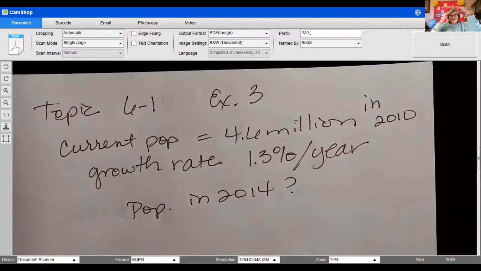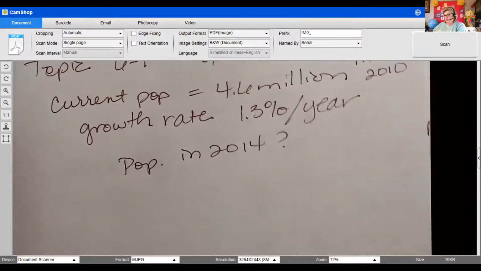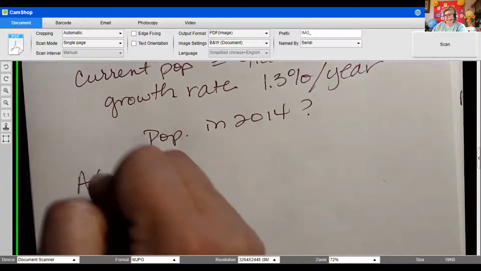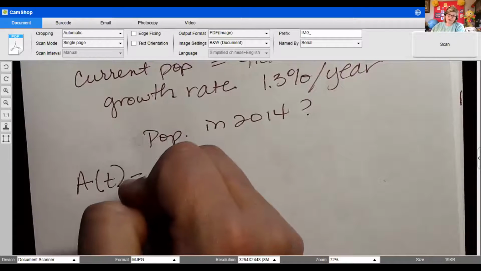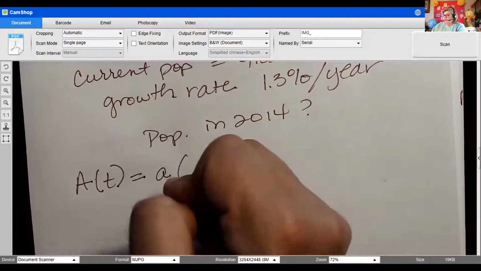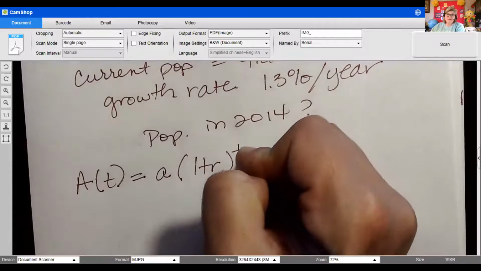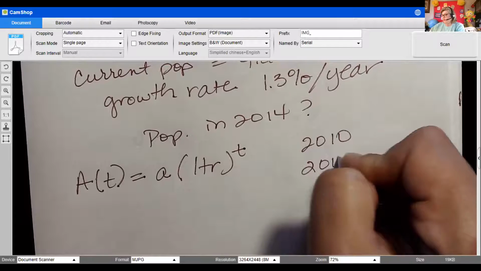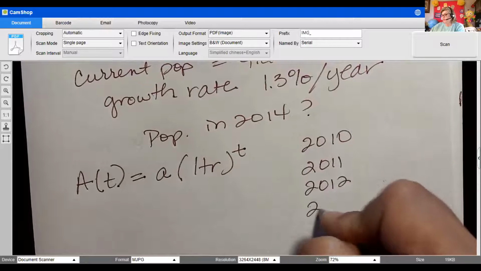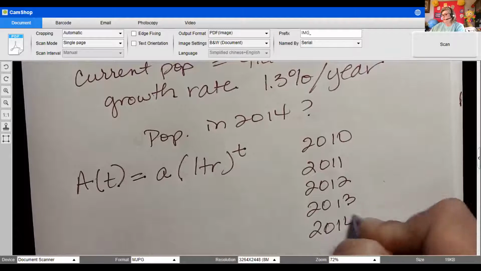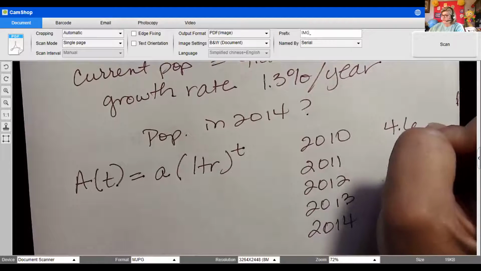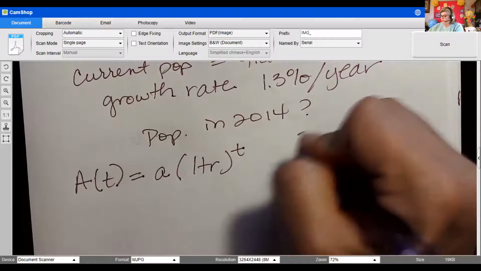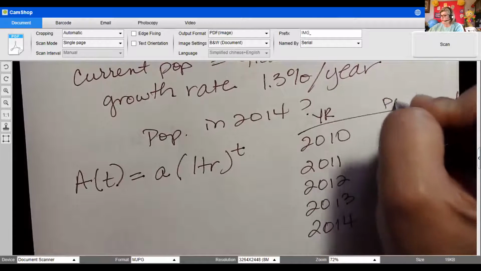Well, we're going to do this step by step, and then I'm going to show you how to do it all in one step. So multi-step versus one step. Go back to our growth model. The future amount is equal to the current amount times 1 plus r raised to the t. And we're going to put our years here, 2012, 2013, 2014. And right now we're at 4.6 million. So this is year and population.